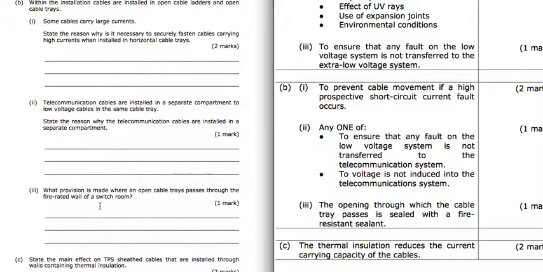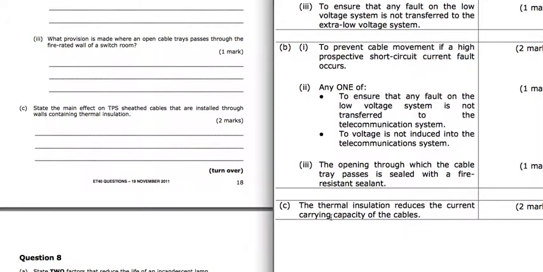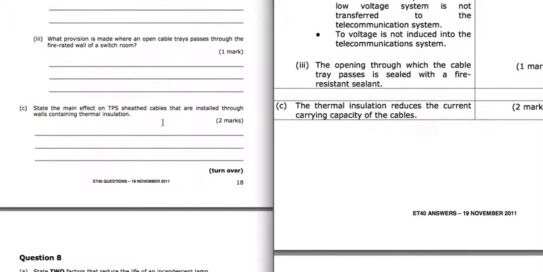What provision is made where open cable tray passes through fire rated wall of a switch room? So we're going to seal it with a fire resistant sealant. Main effect on TPS cables that are installed through walls containing thermal insulation. So if they've got thermal insulation around them, they're not able to get rid of their heat, and so it's going to reduce the current carrying capacity of the cables. So it can't carry as much current through the thermal insulation as if it was open to air.